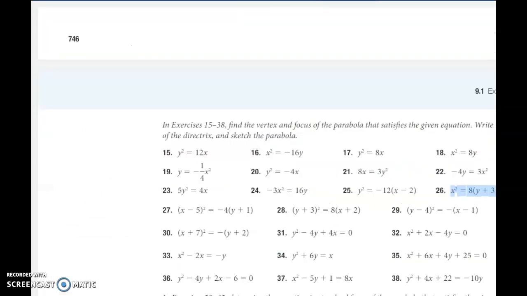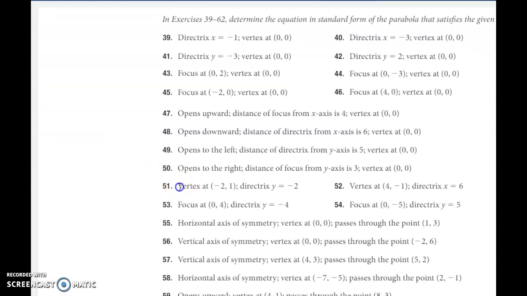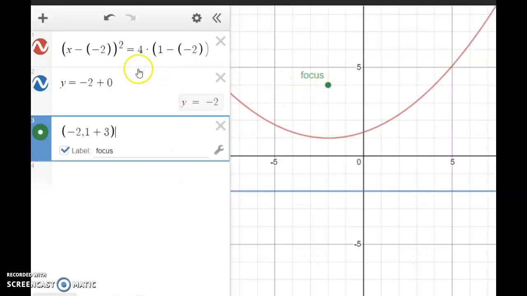All right, let's do another problem. I chose 51. So this one here, figure out what the equation is given just this information: the vertex at -2 and 1, directrix at -2. And I know it doesn't say to graph it, but I will graph it anyway. So my vertex is -2 and 1. And again, I already prepped that one here. So here's -2.